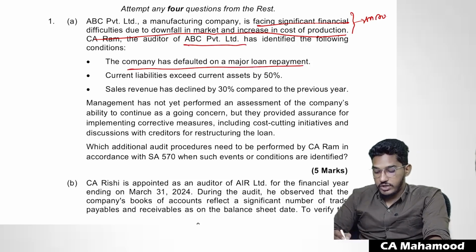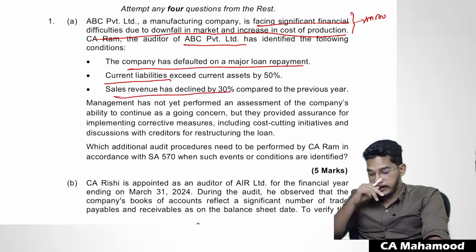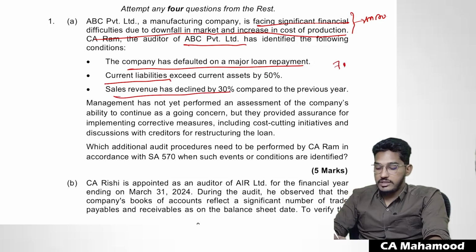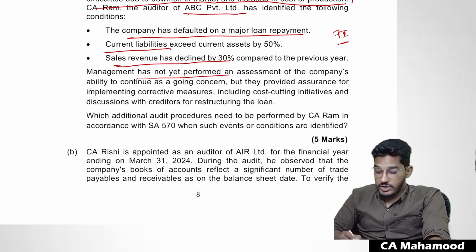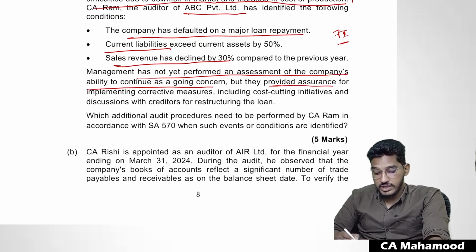The company has defaulted on a major loan repayment. Current liabilities exceed the current assets. Sales revenue has declined by 30%. So all these are financial indicators which cast a significant doubt on the entity's ability to continue as a going concern. Management has not yet performed an assessment of the company's ability to continue as a going concern, but they provided assurance for implementing corrective measures, including cost-cutting initiatives and discussions with the creditors.